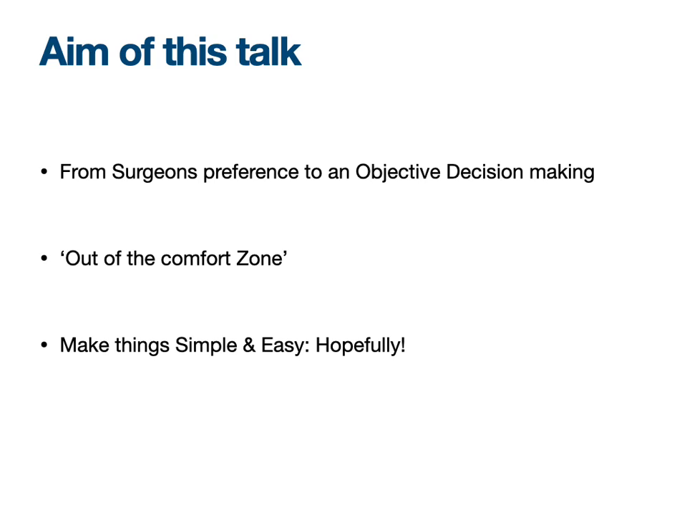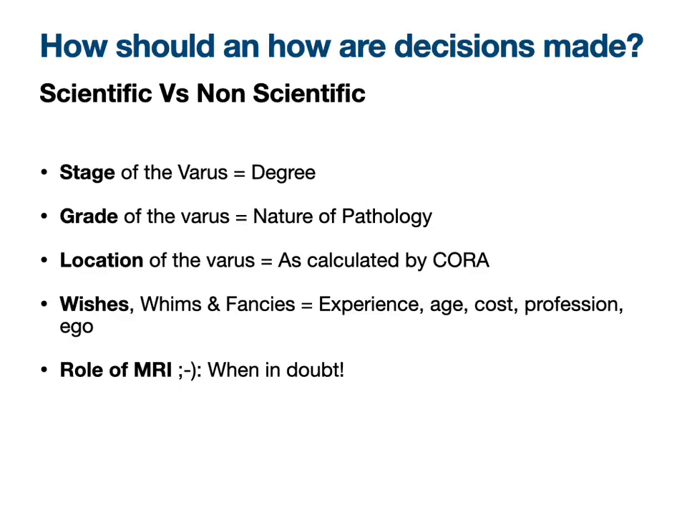So let's look at how should and how are the decisions made in this regard. So there are scientific versus non-scientific aspects. I think we are talking about the varus knee. So there are three critical things about the varus that one must know before making that decision. First is the stage of varus, what we call the degree of the varus. The second is the grade of the varus, which reflects the nature of the pathology. The third is the location of the varus, which is done by calculating CORA.